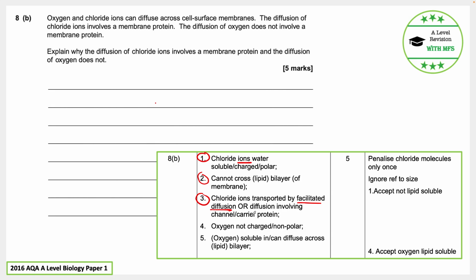And you also have to state why oxygen does not require the channel protein. Well, it's because oxygen is non-polar, it's not charged, therefore it can just diffuse across the phospholipid bilayer. Okay, you could have also stated that oxygen is lipid soluble. Okay, and that would get you 5 marks to this question.